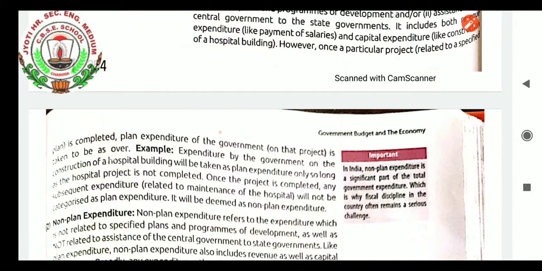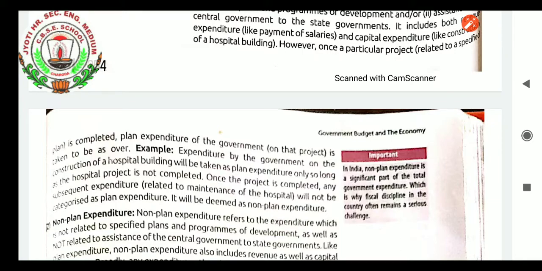Example, expenditure by the government on the construction of a hospital building will be taken as planned expenditure only so long as the hospital project is not completed. Once the project is completed, any subsequent expenditure related to maintenance of the hospital will not be categorized as planned expenditure. It will be deemed as non-planned expenditure.